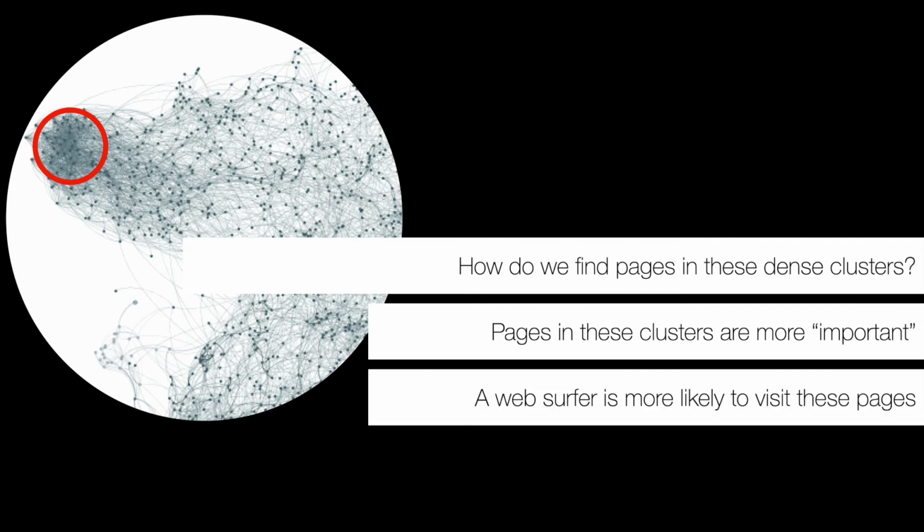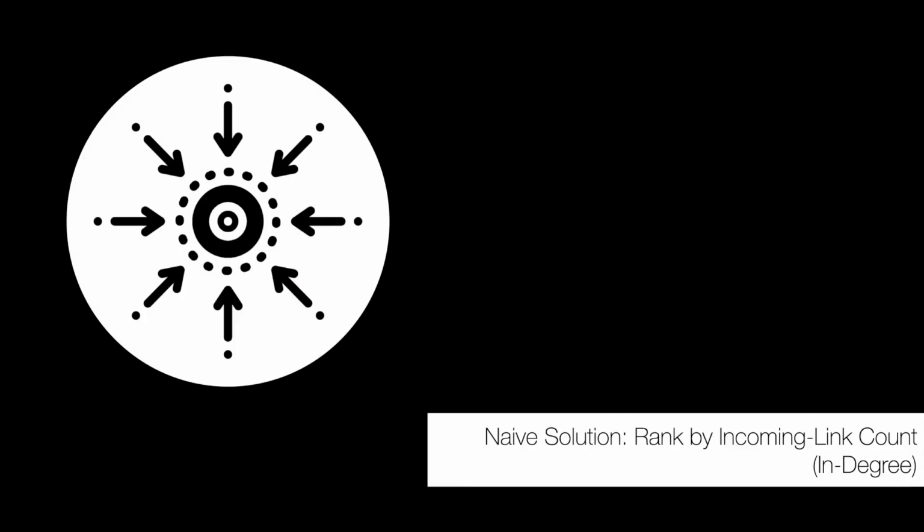And we can think about this from a graphical perspective: if some web surfer is just randomly clicking through links on pages, they're likely to end up in these places, which makes them more interesting from an informational perspective. So how might we do this? Well, a naive solution may be to rank these pages based on the number of incoming links. So pages that have many incoming links are, in some sense, more important.